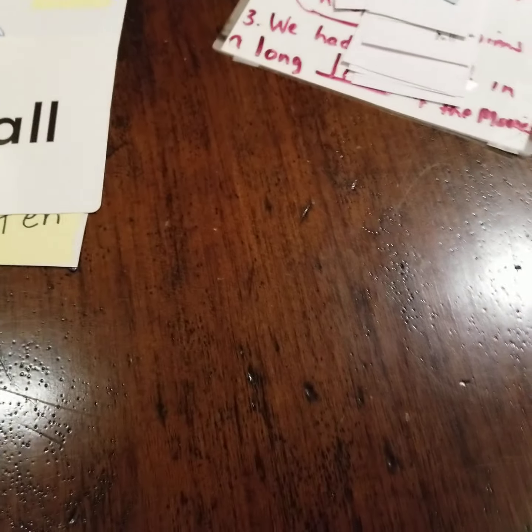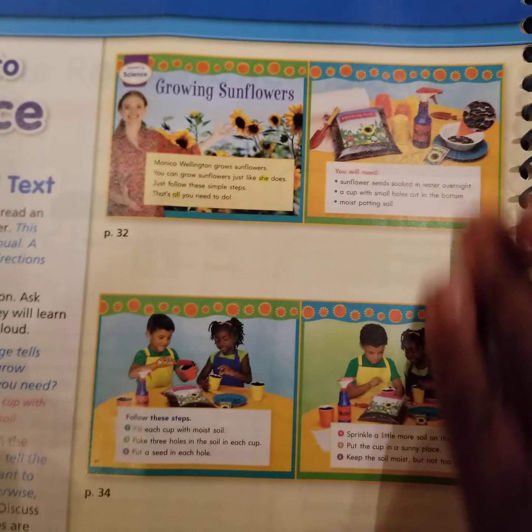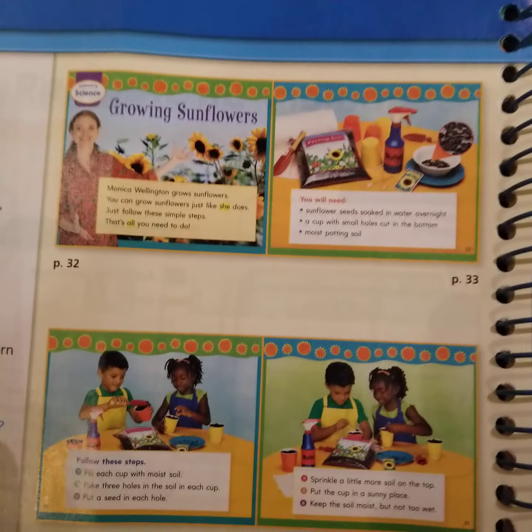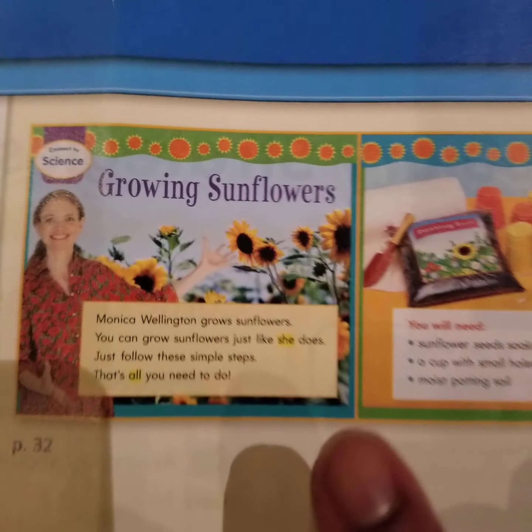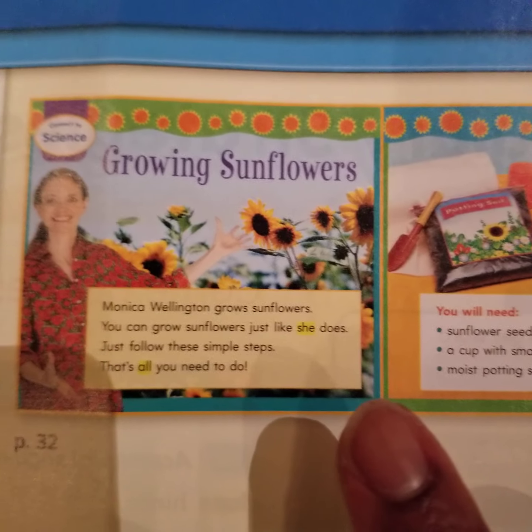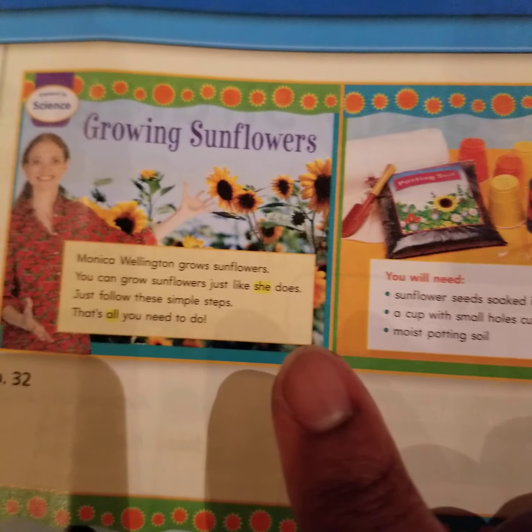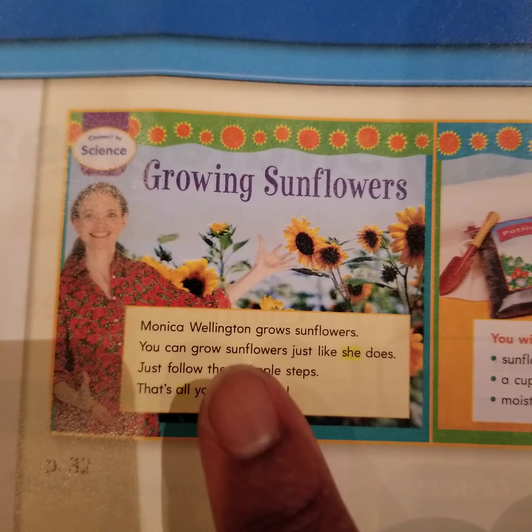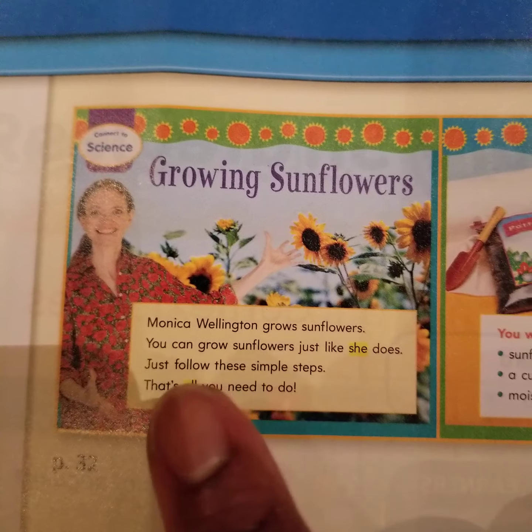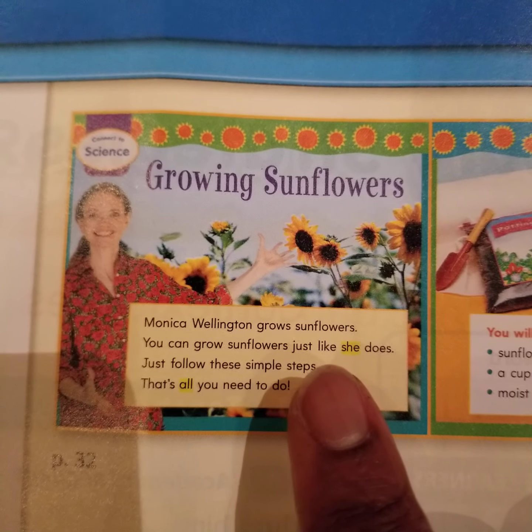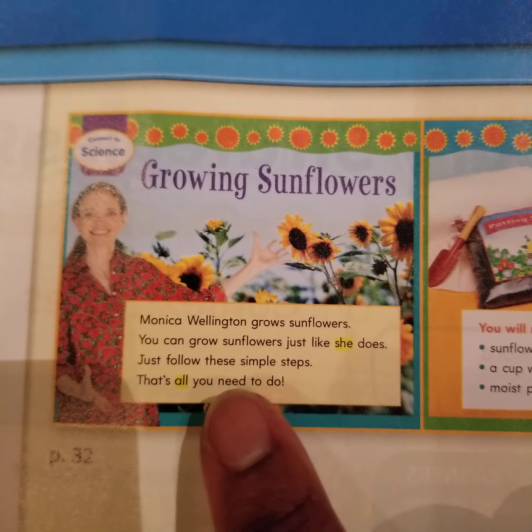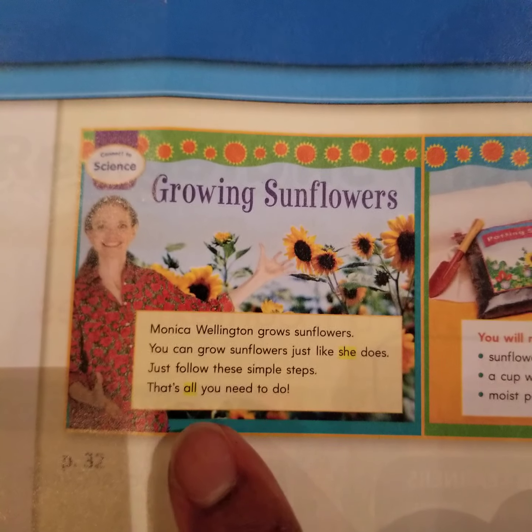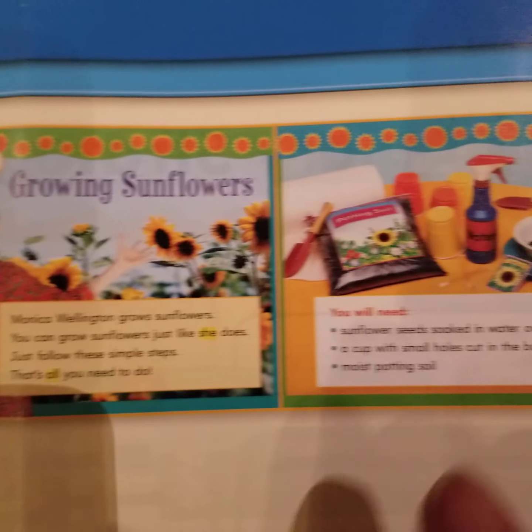Again, I'm using my book that has a mini book of our story because I don't have these books here at my house with me. So we're reading our companion read today. It is called Growing Sunflowers. And this was also, I believe, written by Monica Wellington. All right, so it says, Monica Wellington grows sunflowers. You can grow sunflowers just like she does. Just follow these simple steps. That's all you need to do.